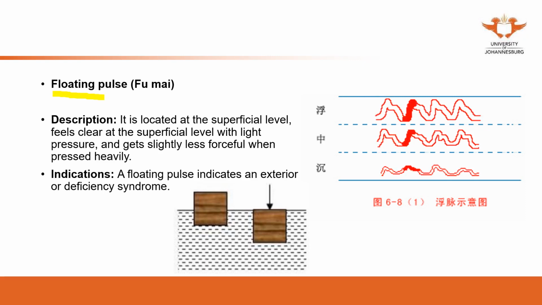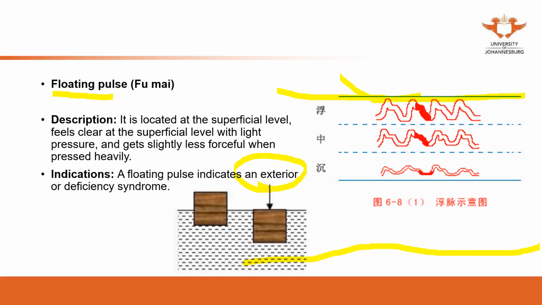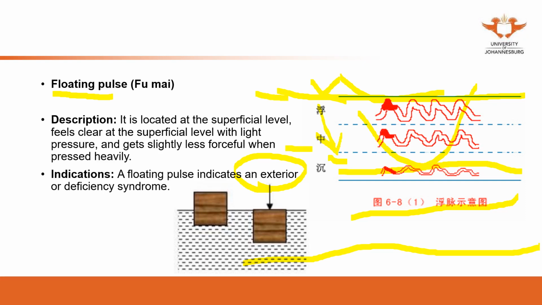The reason why the floating pulse indicates an exterior syndrome or pattern is that, compared with the deep area, so here's the arm, the superficial and deeper, and this here is the radial bone. From superficial to deeper, the superficial is exterior and the deeper is interior. That's why an exterior pattern can cause a superficial pulse, and a superficial pulse can indicate an exterior pattern. When we study the manifestations, indications, as well as the analysis in the last slide, you're going to understand why. That's very important.